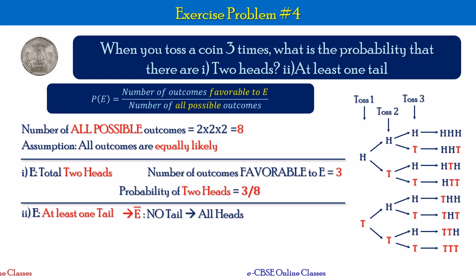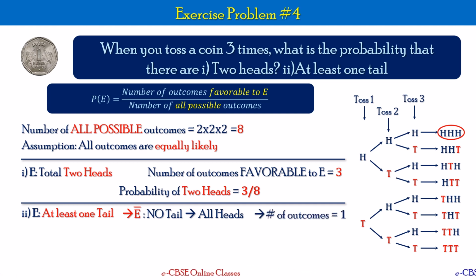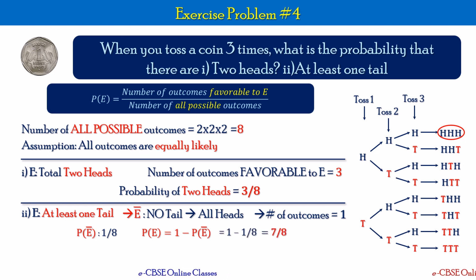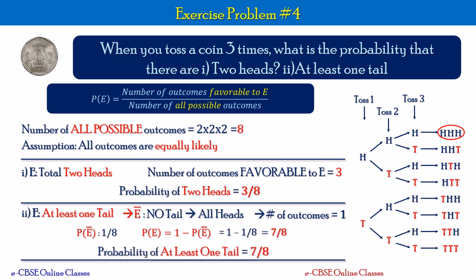When my event E is at least one tail, my complementary event E bar is no tail at all. That means all heads. Here I have only one outcome which is all heads. So the number of outcomes favorable to E bar is just 1. So P of E bar is equal to 1 by 8 because my denominator is 8 as we have calculated earlier. So P of E is equal to 1 minus P of E bar, that is 1 minus 1 by 8, which becomes 7 by 8. So the probability of at least one tail is 7 by 8.